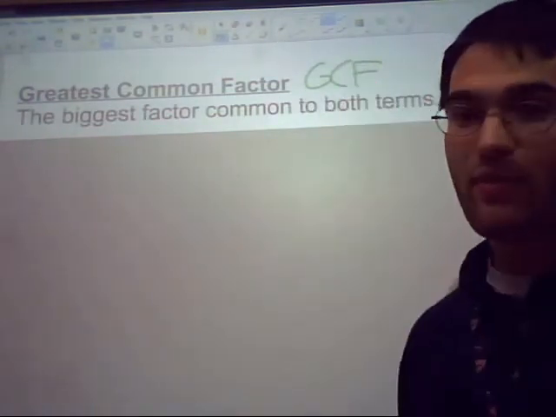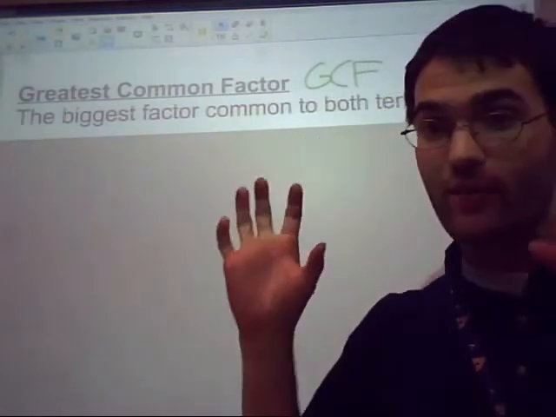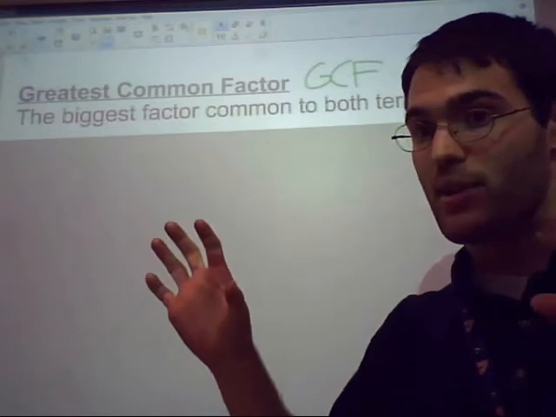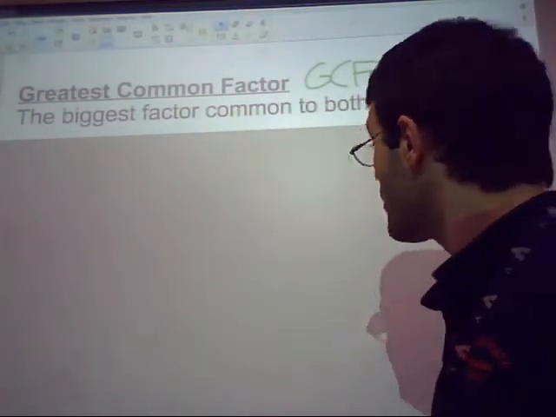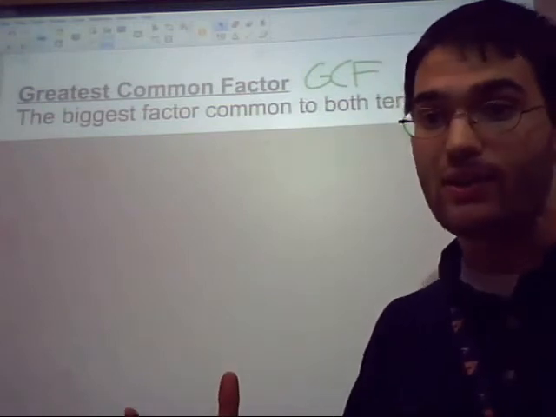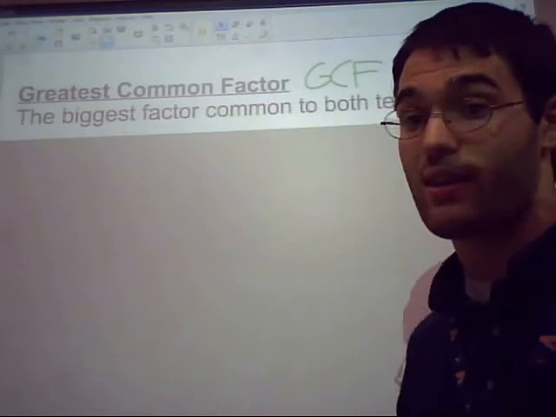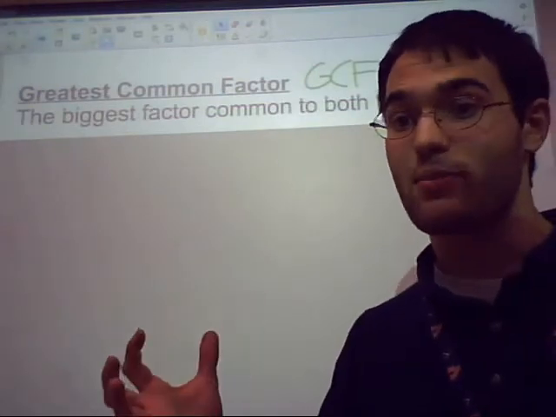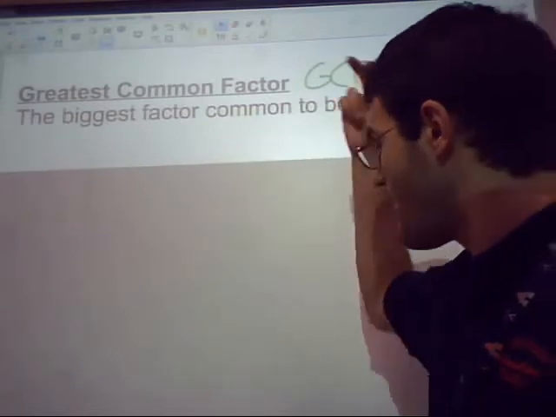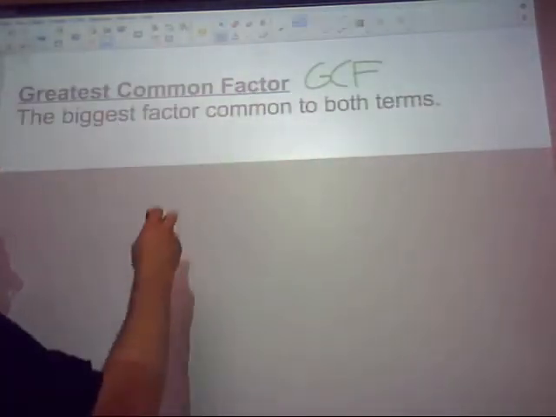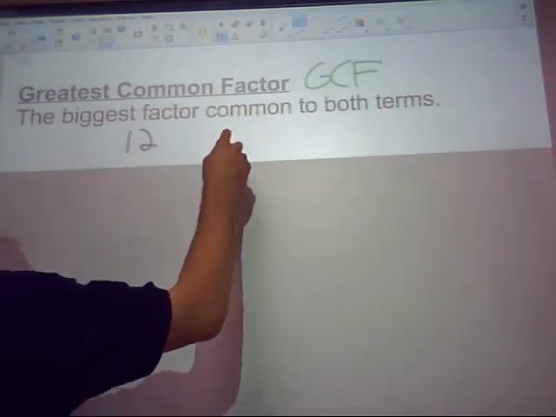So the greatest common factor, the GCF, is simply the biggest number. If you have two numbers, it's the biggest term that is a factor of both of them. So this involves having two different terms and finding what's in common to both. Another way of saying it is the biggest number that divides evenly into both terms. So let's say I gave you the terms 12 and 40.